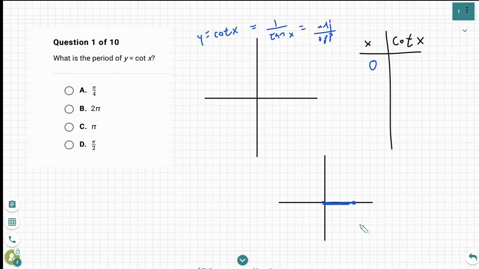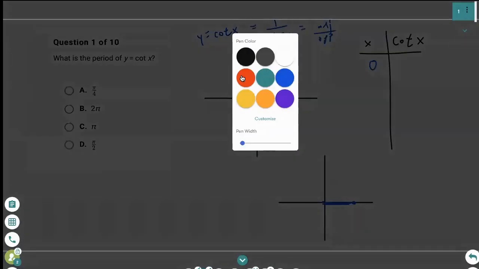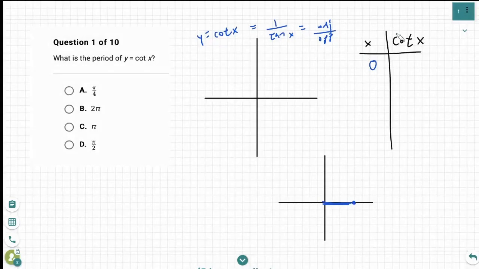The adjacent would be 1, and then the opposite would be 0. Right, so it would be undefined. Yeah, exactly. So at 0, cotangent is not defined, which means that we have to put an asymptote there.